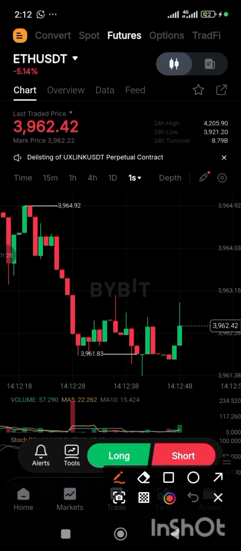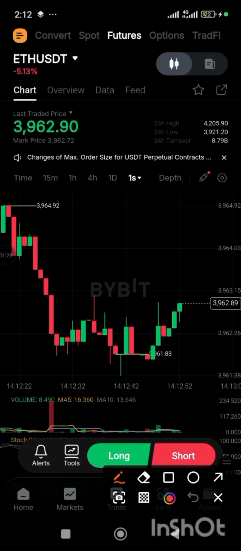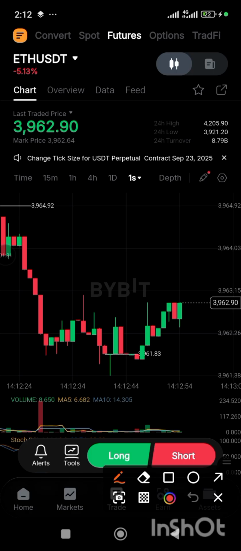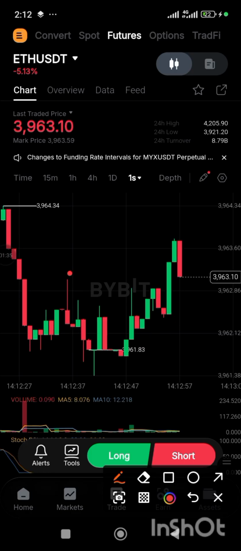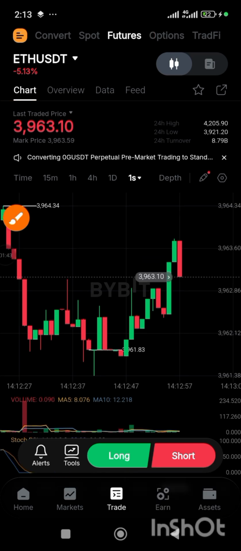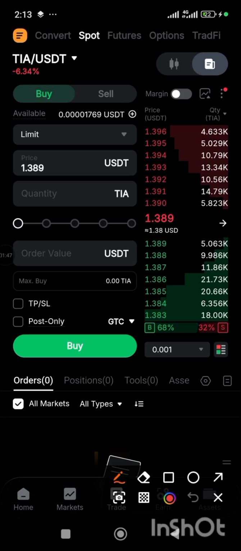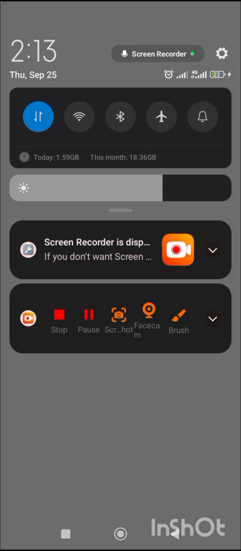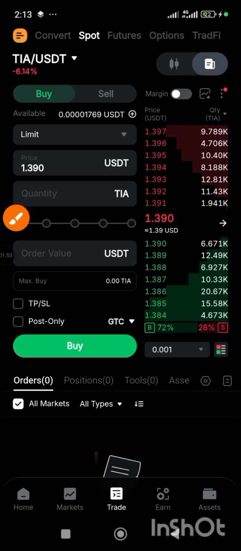If you have your futures button highlighted, change it to spot, because you are trading on spot, not futures. As you can see, my futures is highlighted here, so I'm going to click on spot and highlight my spot. Now that it's highlighted, the interface also changed. So now this is my spot interface and I want to buy this coin Ada.